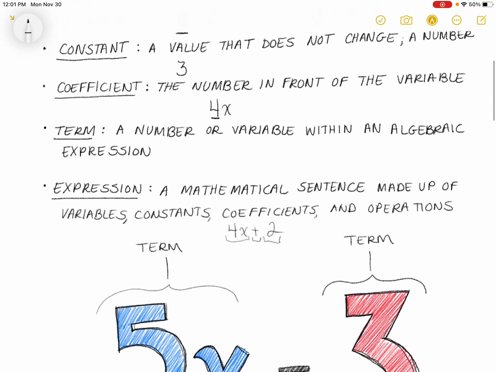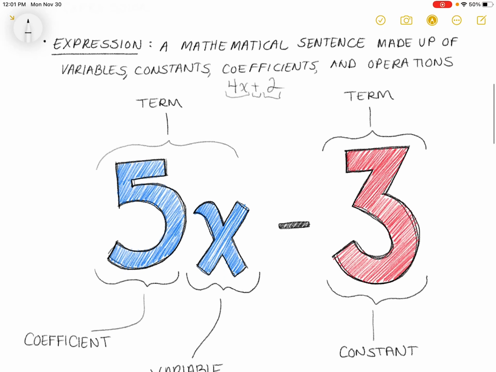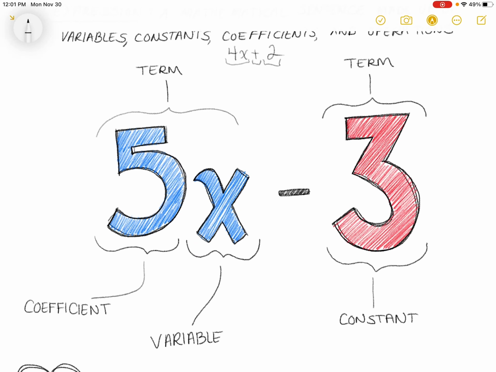Now here's an example of how all of these pieces come together to make an expression. So here you see the expression 5x minus 3. Noticing that the 5 in front of the x is the coefficient, the x is known as a variable, 3 is a constant. Now 5x minus 3 is an expression where 5x is one term in the expression and 3 is the other term. So all of these pieces come together to make an algebraic expression.